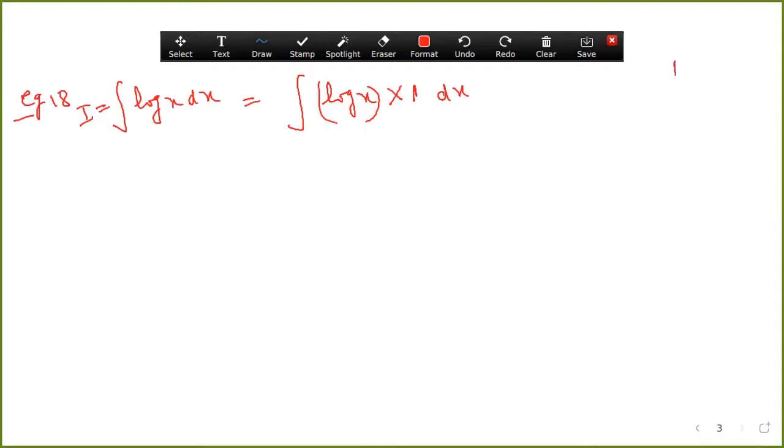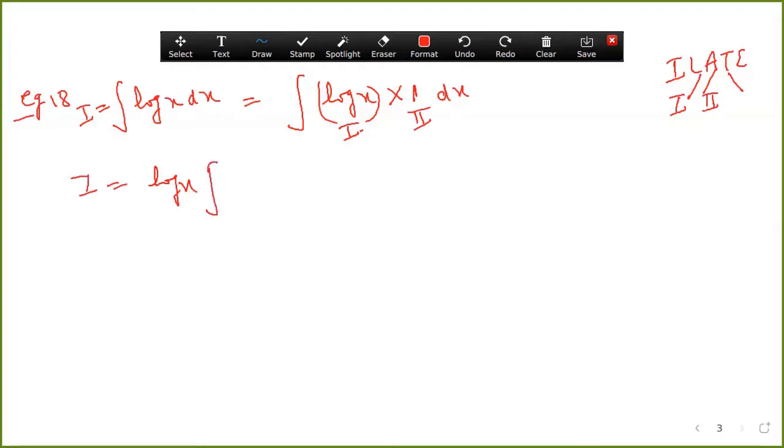Now according to ILATE, here we have a logarithmic function and an algebraic function. It means logarithmic is taken first and algebraic is taken second. Now how to write it? Integration of log x, taken as the first function, and 1 as the second.